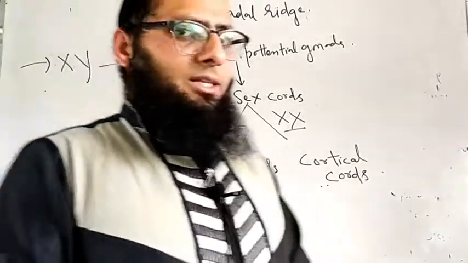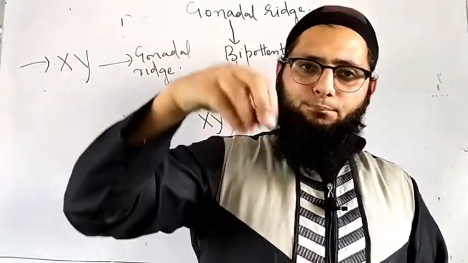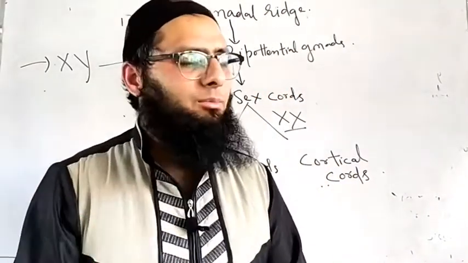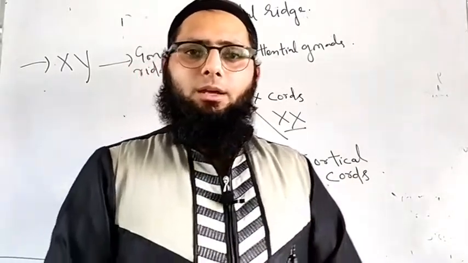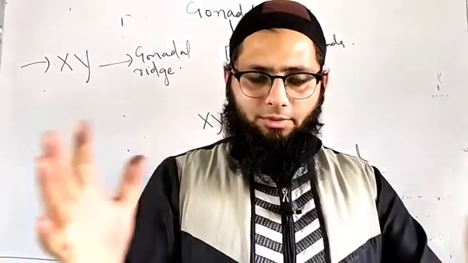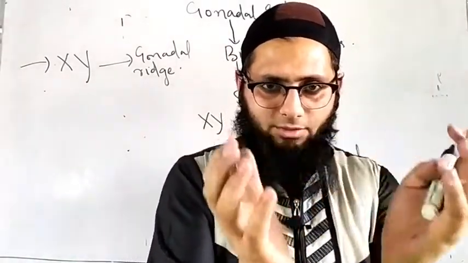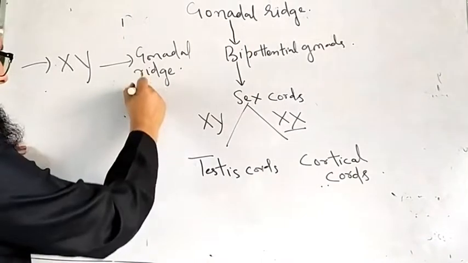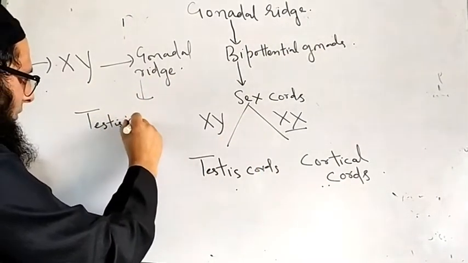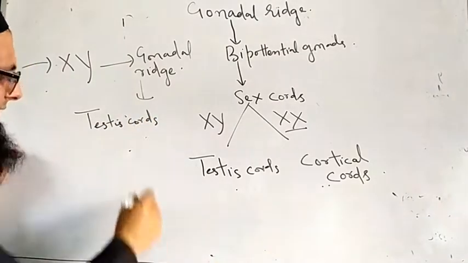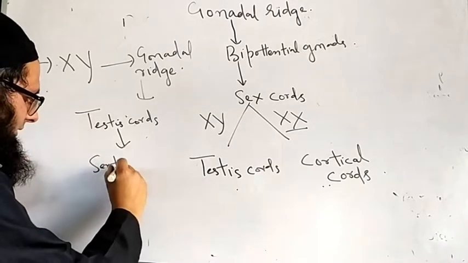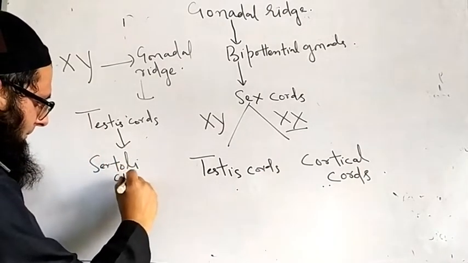In the case of XY, this gonadal ridge will proliferate deep into the loose connective tissue in the interior of the gonadal rudiment. That's what we call the medulla, and there it will fuse together. They will fuse together and form these sex cords that we call testes cords. And these testes cords form a type of cell known as Sertoli cells. Okay.